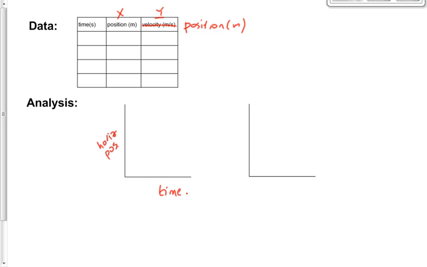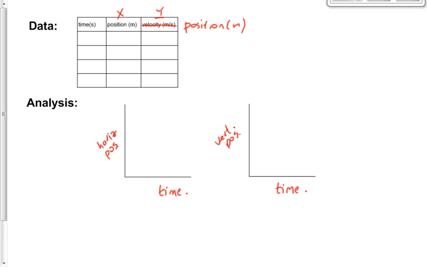The second one is going to be vertical position. Again, don't forget to label your axes. Don't forget to label your units. Don't forget to label your title. Title, by the way, is always y-axis versus x-axis, right? Horizontal position versus time. Vertical position versus time.